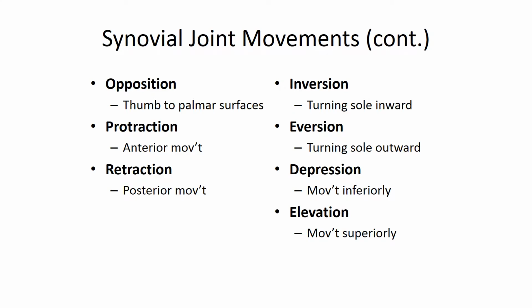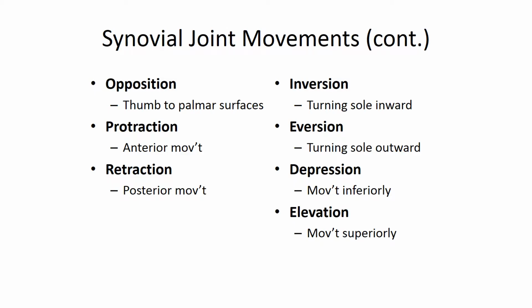Other types of synovial joint movements: opposition is the movement of the thumb towards the surface of the palm or the pads of the other fingers, like when you snap to music. Protraction is when you move a body part anteriorly in the horizontal plane. Retraction is the opposite to protraction, and that's when you move a body part posteriorly in the horizontal plane.